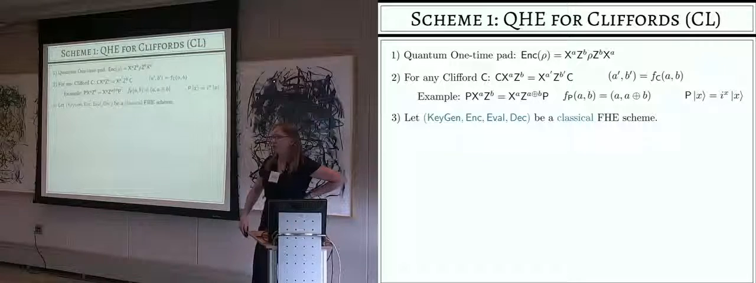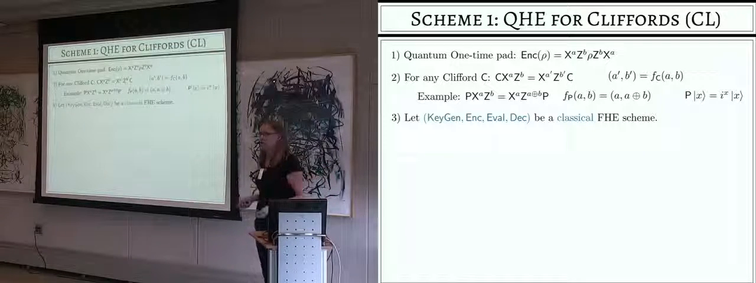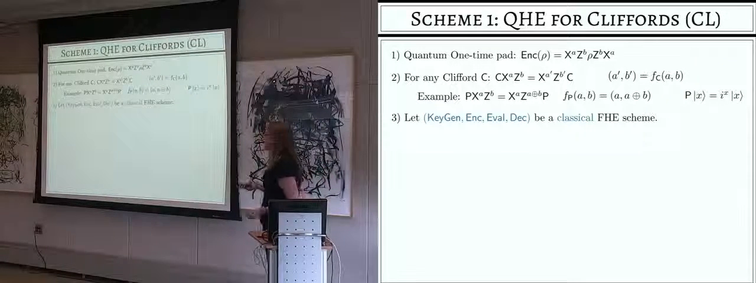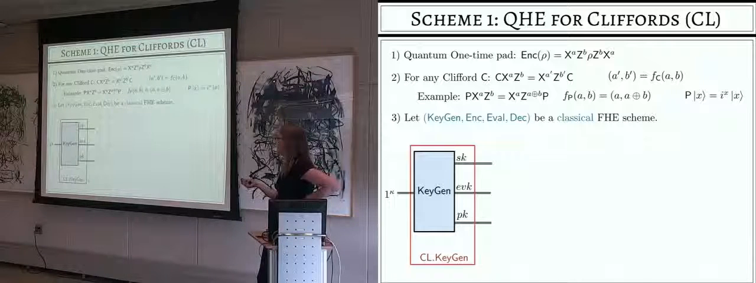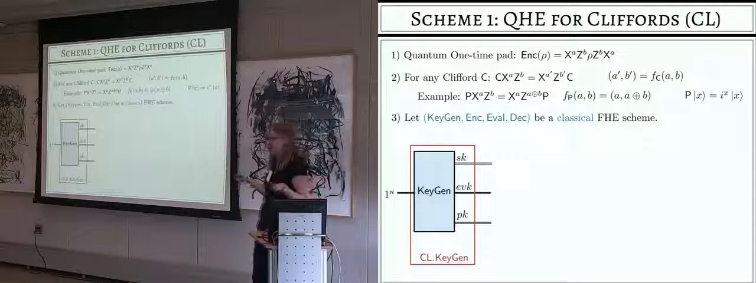And now we will construct a quantum homomorphic encryption scheme that is homomorphic for Clifford circuits from these things. So to begin with, our scheme, which is called CL, its key generation procedure will just be the classical key generation procedure. Classical, but secure against quantum attacks, hopefully. And actually, I think all of the fully homomorphic encryption schemes proposed have been based on things that are thought to be quantum safe, so that's convenient.